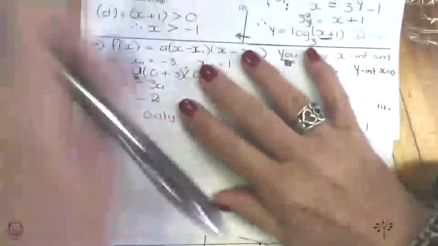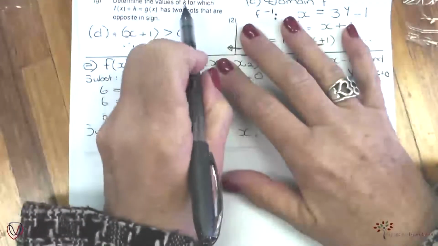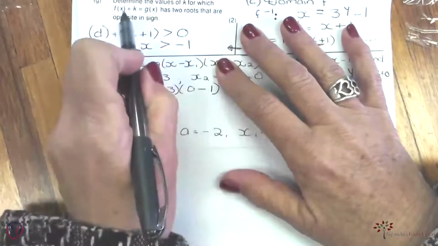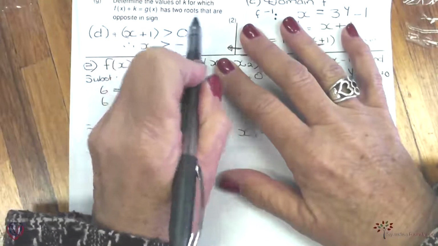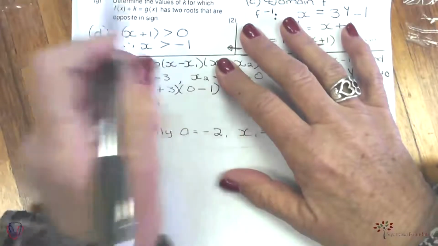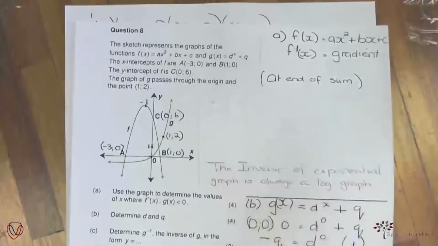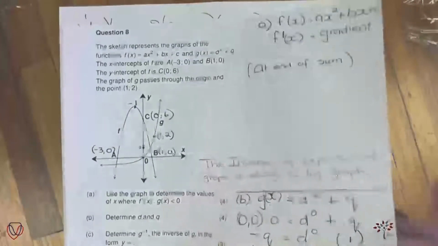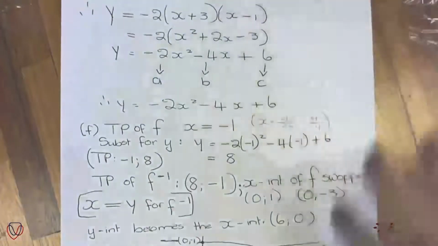The question says, determine the values of k for which f(x) plus k equals g(x) has two roots that are opposite in sign. Wow, these are the questions that most of you just ignore. But let's see whether you might be able to understand it today, and then you can use it in the final exam or in this June exam.